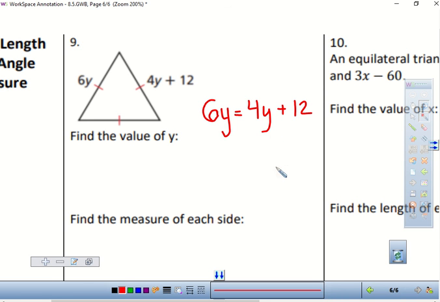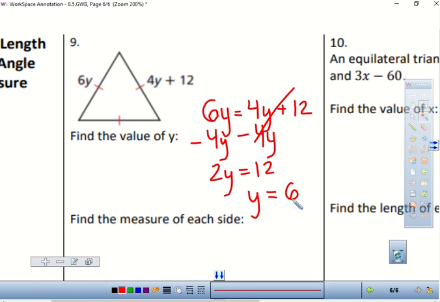So what we're going to do here is we're going to solve for y. So we're going to subtract 4y on both sides. That's going to give me 2y equals 12, which means that y equals 6.